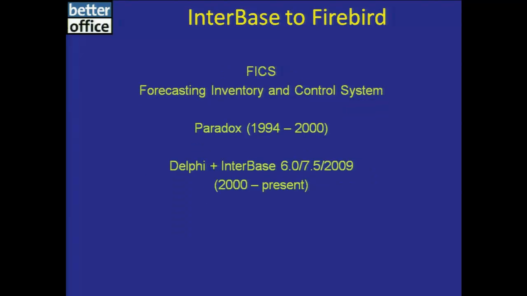The database I'm going to use as an example for this work comes from a system called FIX. FIX stands for Forecasting, Inventory and Control System, and is a planning system for production and warehouses that started in 1994 as a Paradox system. Around 2000, the customer thought it might be interesting to have the warehouses in the rest of Europe connected, and therefore we made a totally new version, this time with Delphi and InterBase. Starting in InterBase 6.0, it went on to 7.5, and at the present it's InterBase 2009.